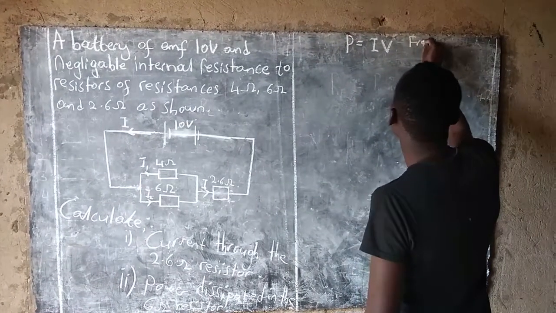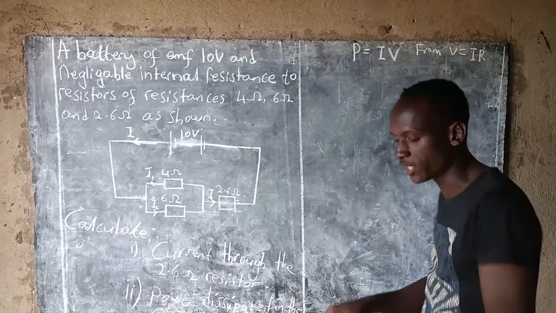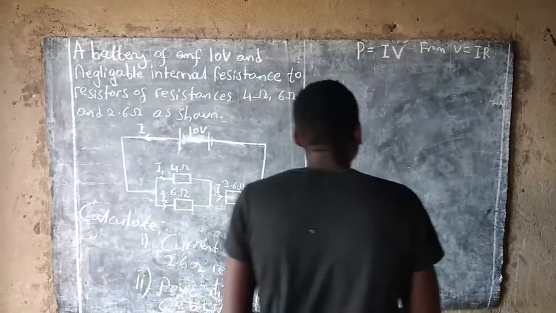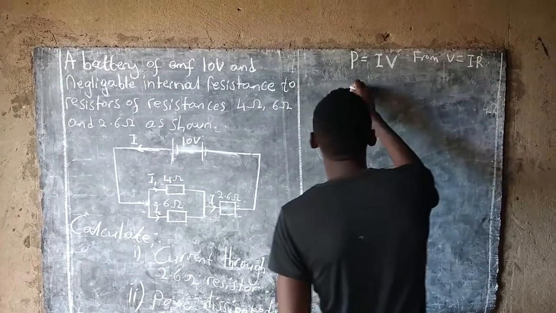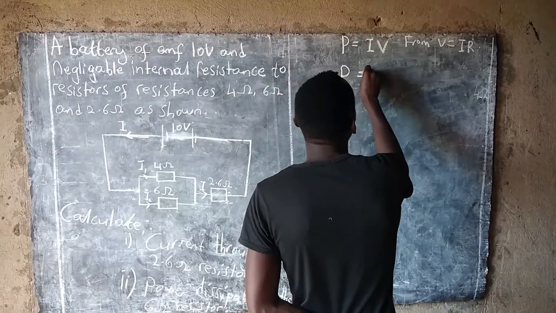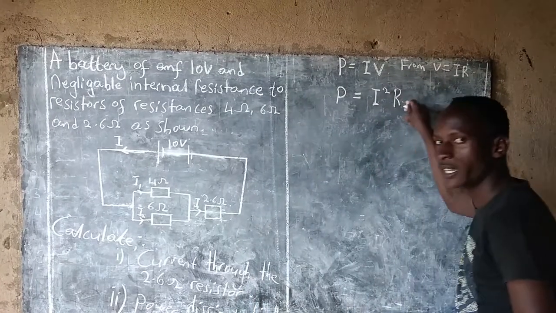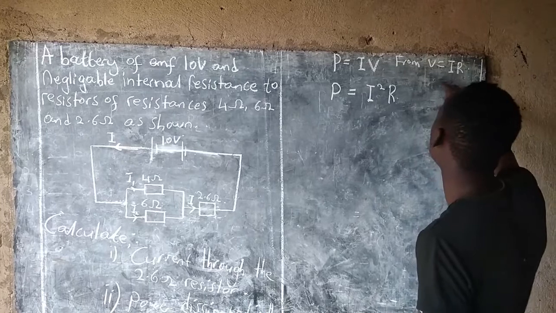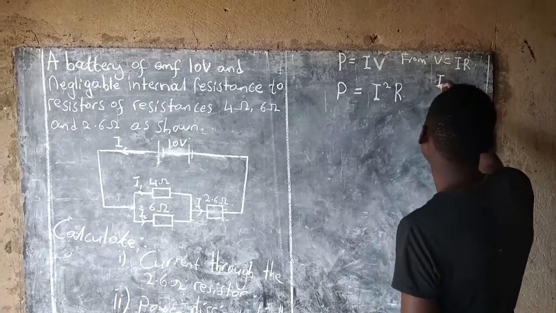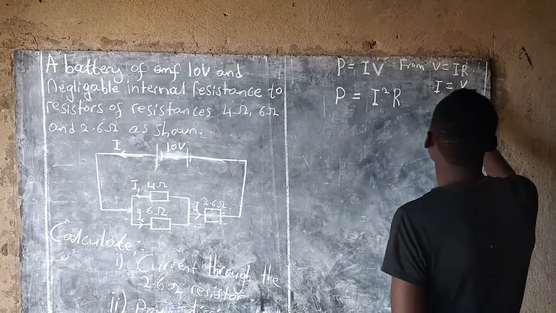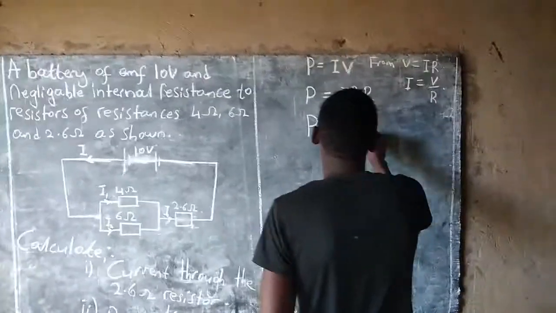But from our V equals IR, we can come up with something very useful here. If I substitute for V in this equation, what will I get? I'll get that P equals I squared R. The V has been eliminated. I can also choose to eliminate I, because from this as well, my I will be V over R. So I can bring it here. My power will become V squared over R.